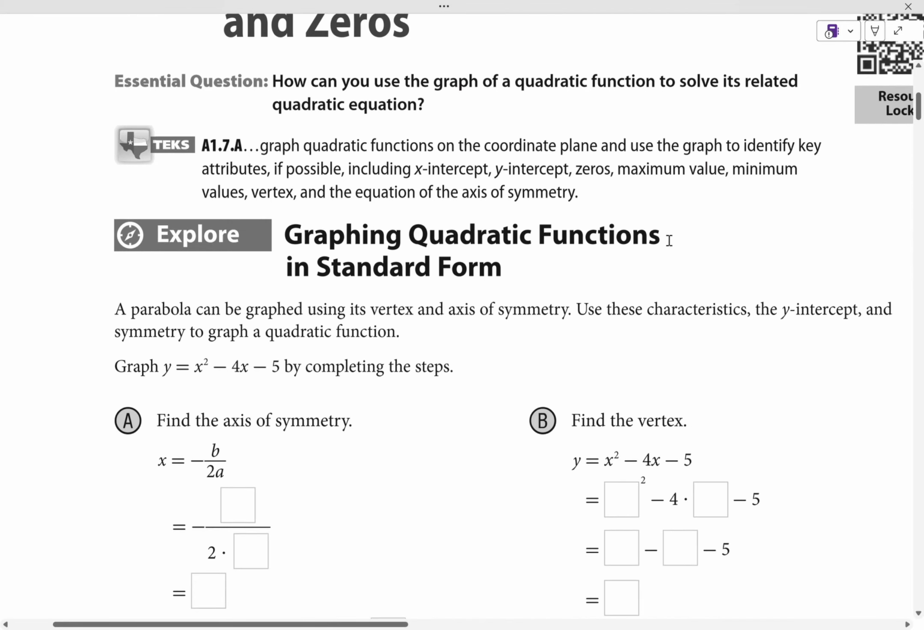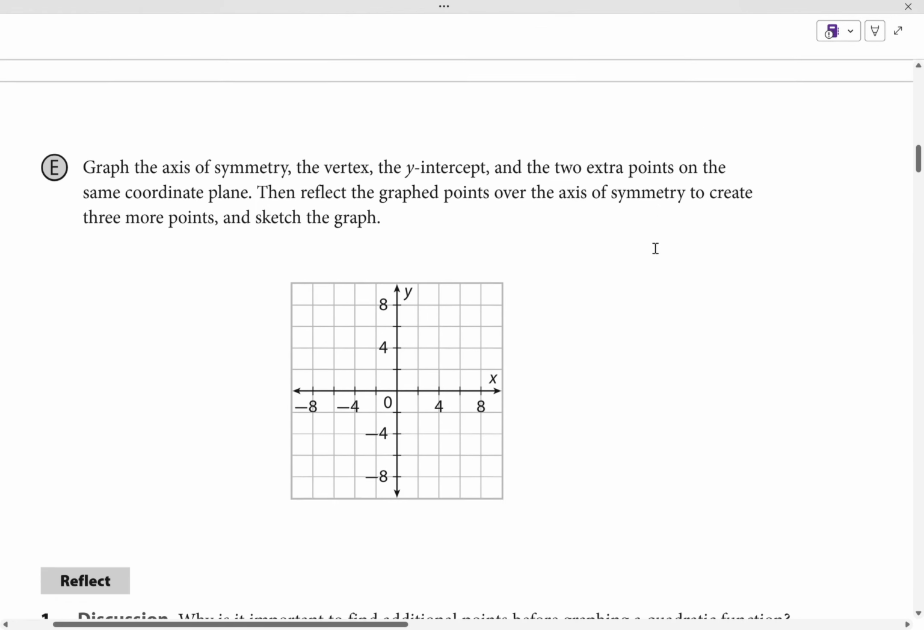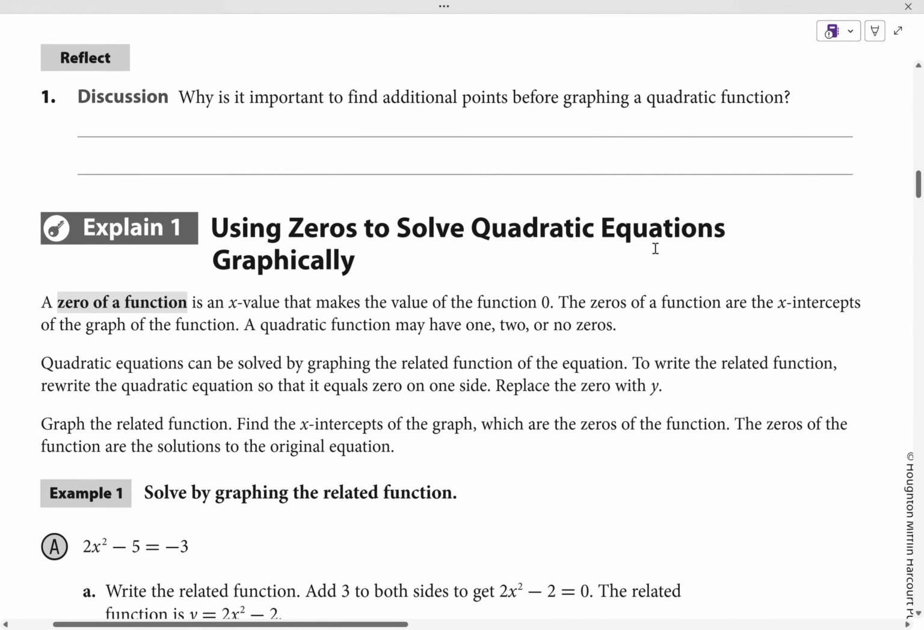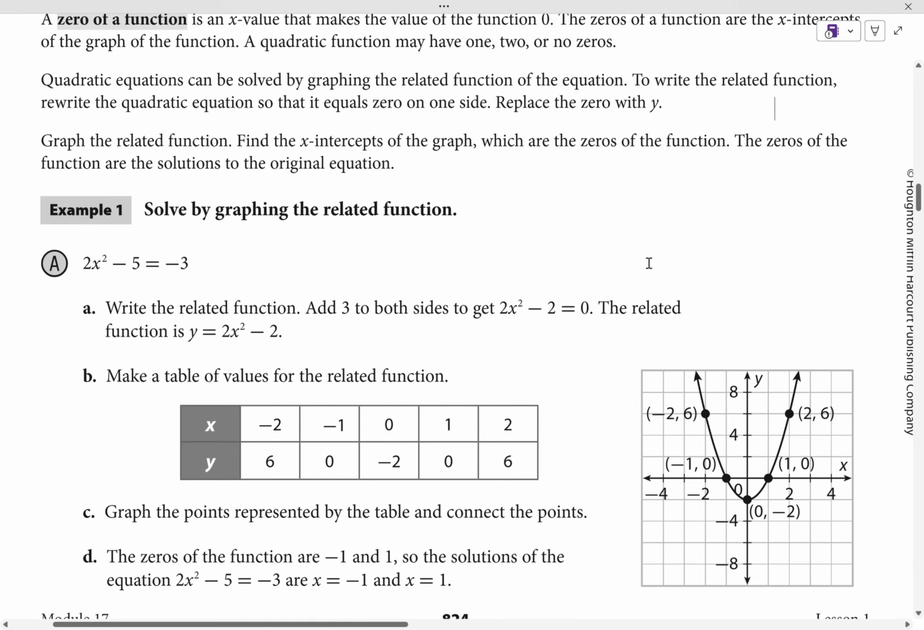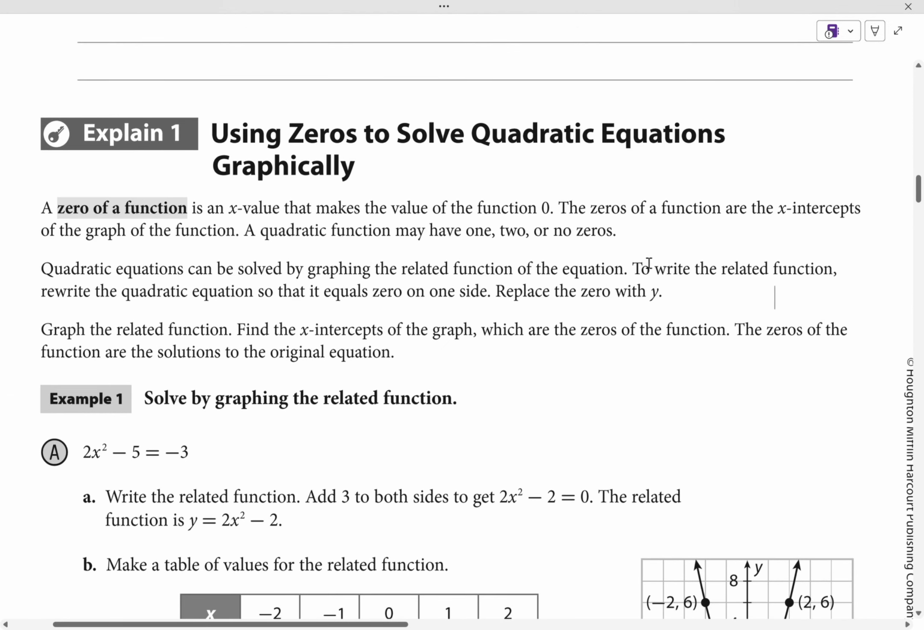So we're actually going to skip this first page and go over to this section called Explain 1 in the middle of page 824. For quadratic equations, we're going to learn about this thing called a zero. A zero of a function is an x value that makes the value of the function 0. The zeros of a function are the x-intercepts of the graph of the function. A quadratic function can have 1, 2, or no zeros.